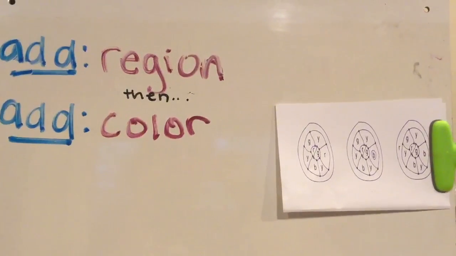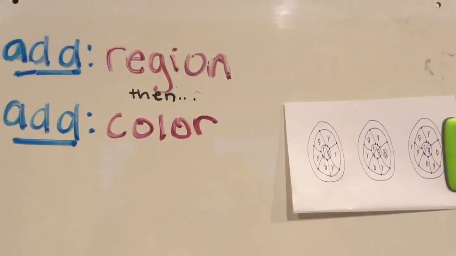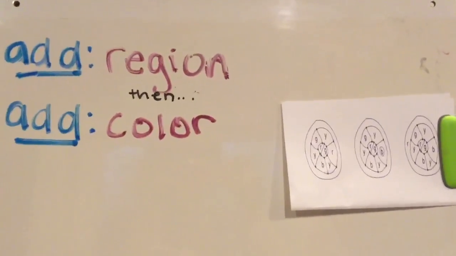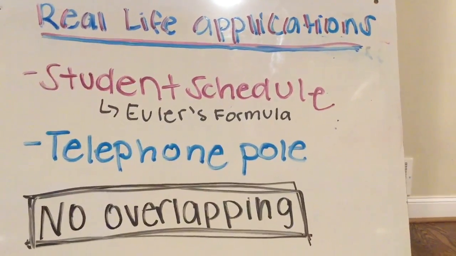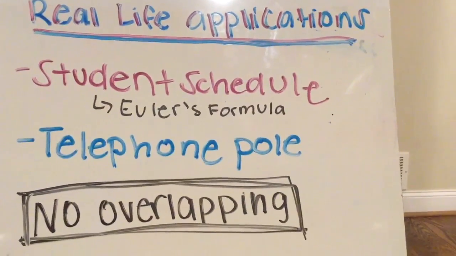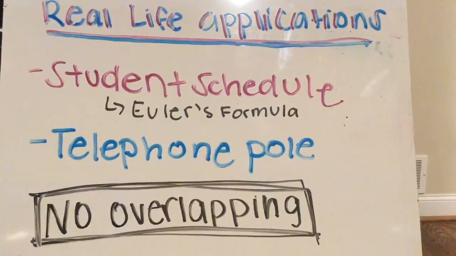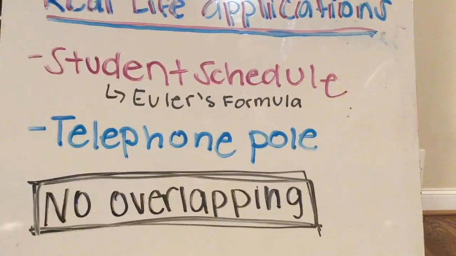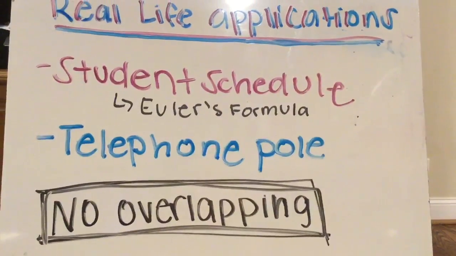Another method that was helpful in solving the four-color theorem was a method that showed that when you add a region, then you must add a color. As I was doing the four-color theorem, I wondered what some real-life applications were. I saw that the main theme of the applications was that there was no overlapping between things. Student schedules was one example of a real-life application.